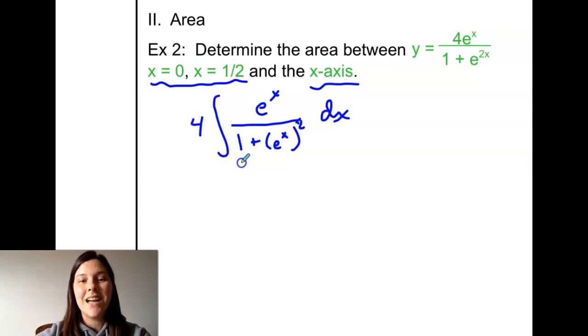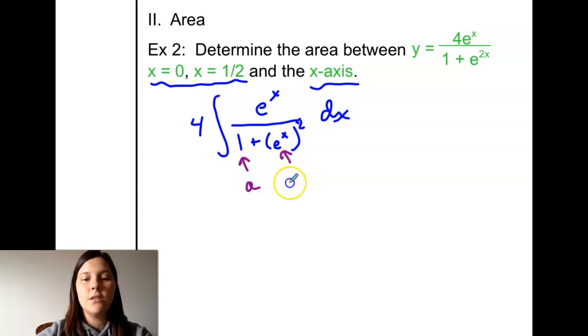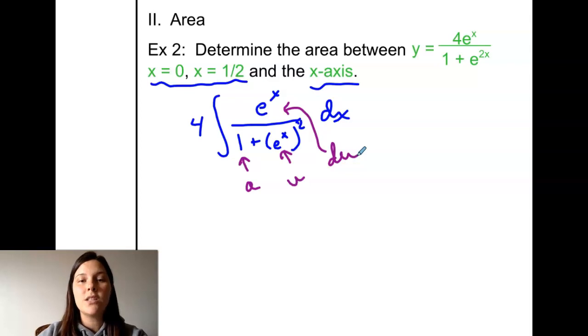The reason I did that was so that I could recognize this pattern. It is one of our arc-trig functions. There's no square root, so it's not arcsine or arcsecant. We have a squared plus u squared, and we have the derivative of u in the numerator. So if you're one who wants to look for patterns, we found the pattern.